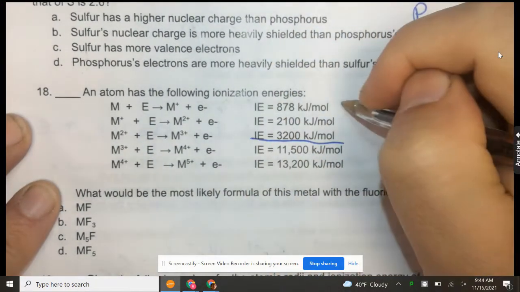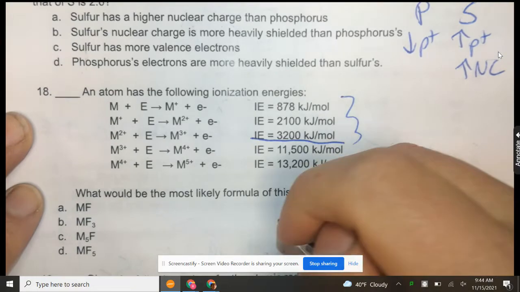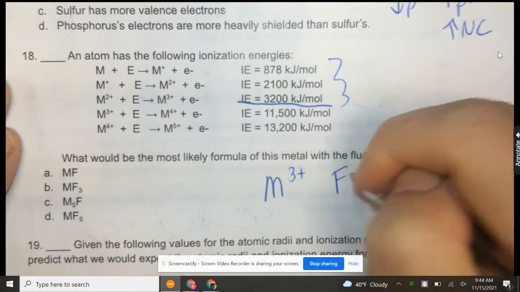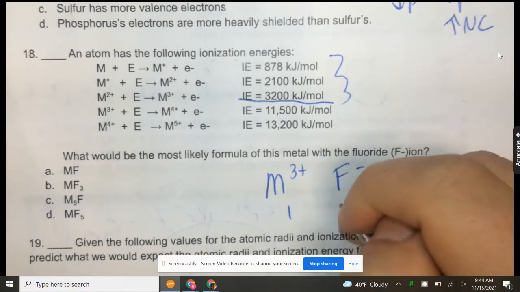Here, clearly 3 valence electrons, so this metal will form a 3 plus charge. The ratio with fluoride would be 1 to 3.